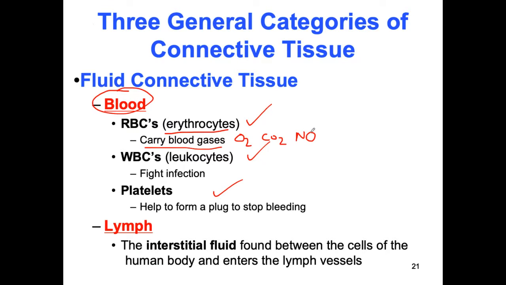No, that's going to dilate your blood vessels, make them wider to decrease your blood pressure. Then we have white blood cells, which are leukocytes. Leuko means white, and these are going to fight infections. When you get into blood in A&P 2, you will learn about granulocytes and agranulocytes. Those are the two different types of white blood cells.